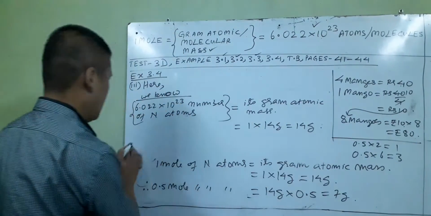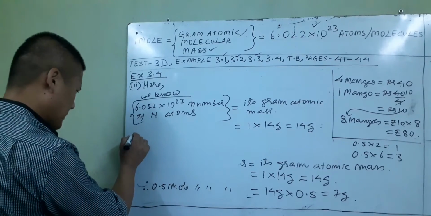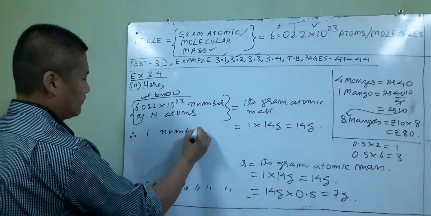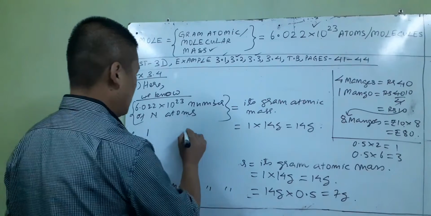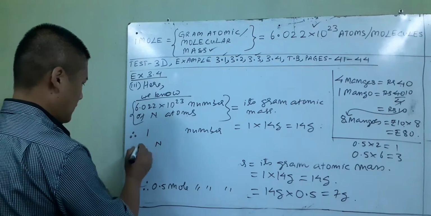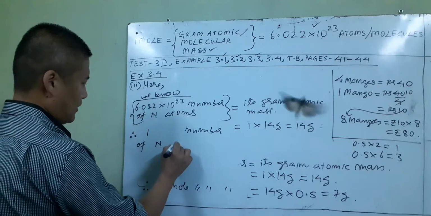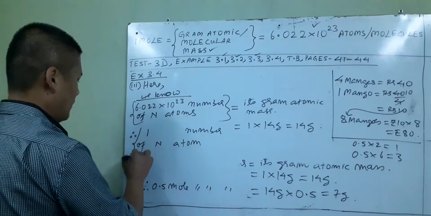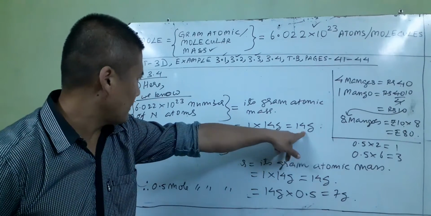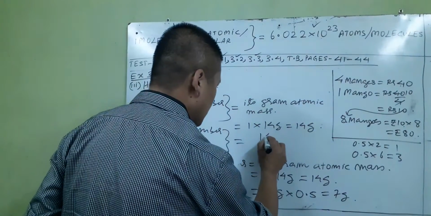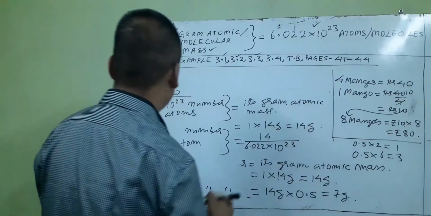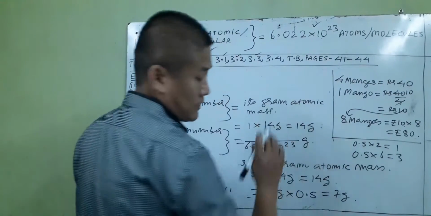The question is asking what is the mass of, let's just find out for 1 first, like mango method. 1 number of N atom will be equal to, as we said, mango method, right by left. So right is 14 divided by left is 6.022 into 10 to the power 23. This many grams.